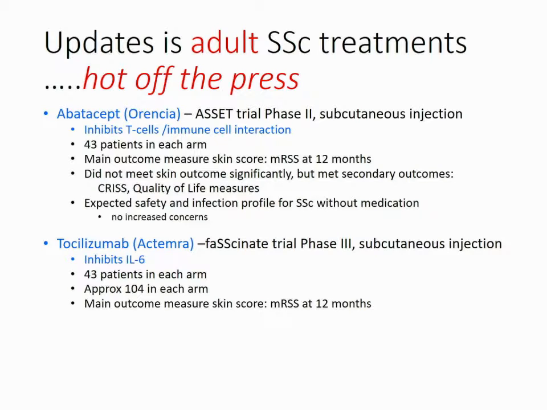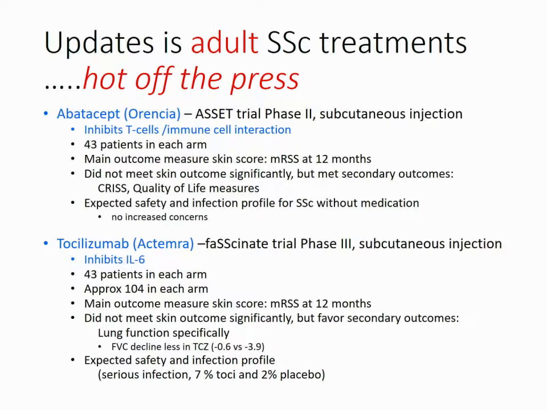The other medication that was reported was a phase 3 trial of Actemra, also known as tocilizumab, again an injectable treatment once a week. They enrolled about 104 in each arm. Again, they used the skin score and then some lung function for their outcome.